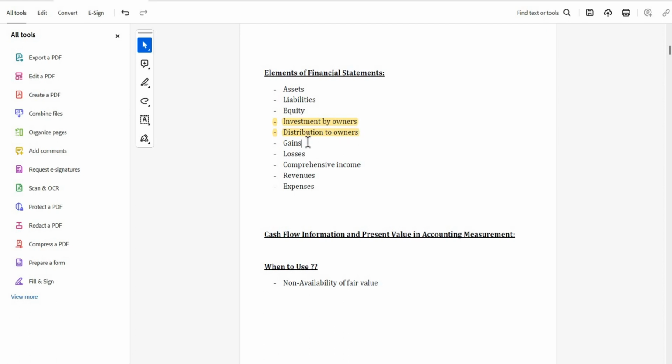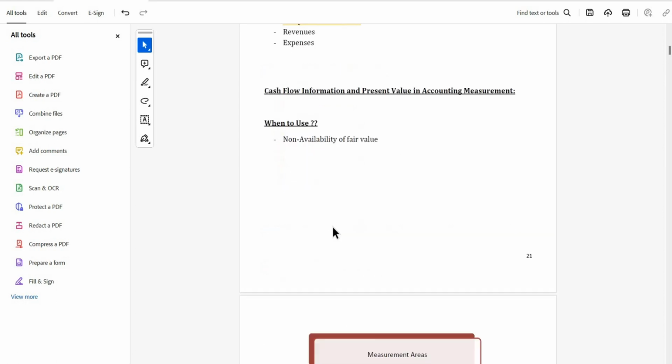Then we will see gains, losses, comprehensive income, revenues, expense. Comprehensive income we will study in detail. Cash flow information and present value in accounting measurement.